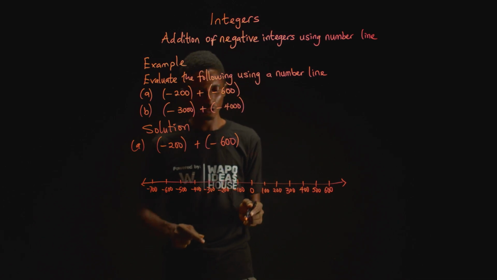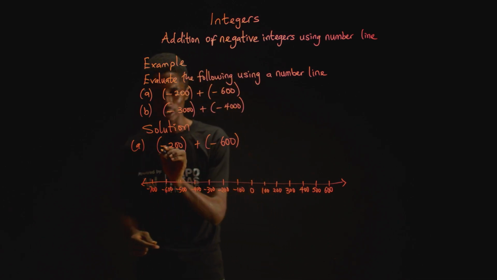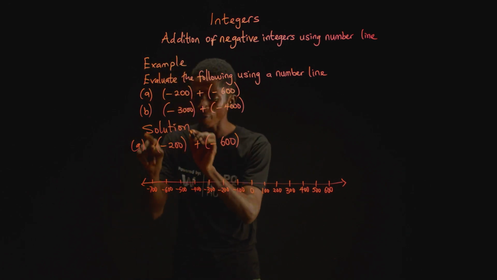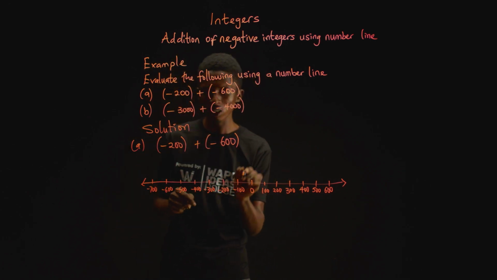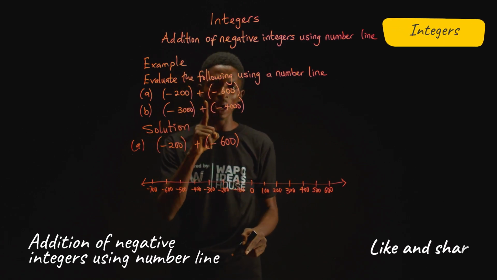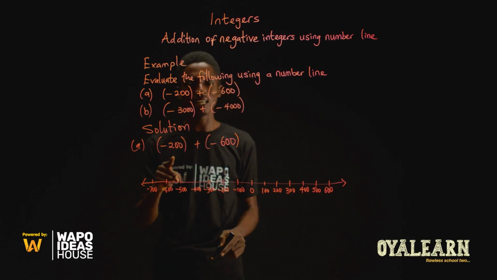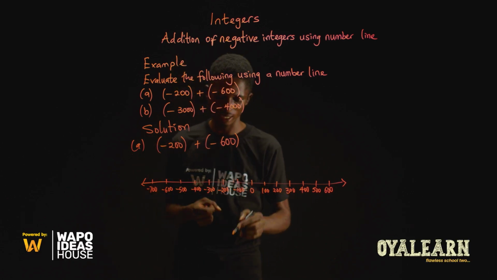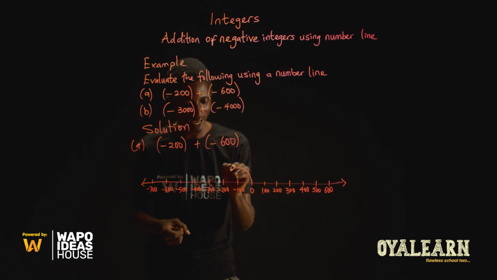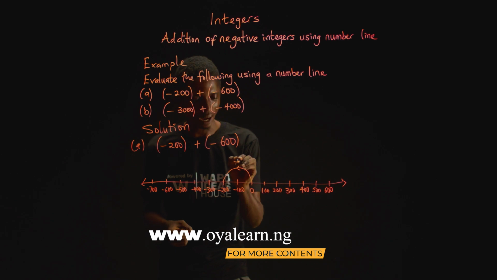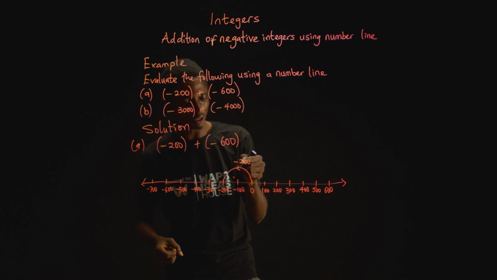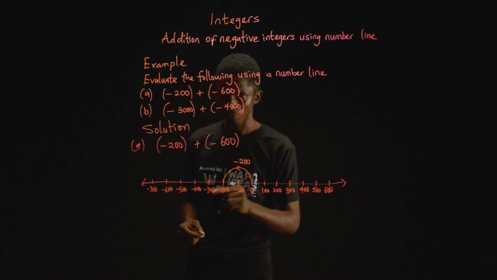Now we're going to move 2 steps to the left to indicate our negative 200. That is, to perform minus 200, we go 2 steps to the left. This is because each step represents 100, and we are supposed to represent minus 200. So therefore, steps 1, 2 represent minus 200. Always put the sign for the direction in which you have moved.